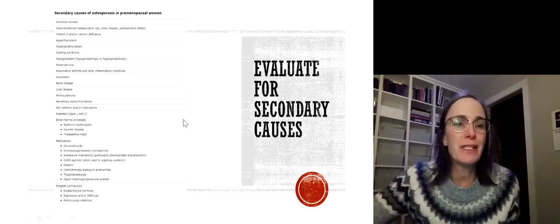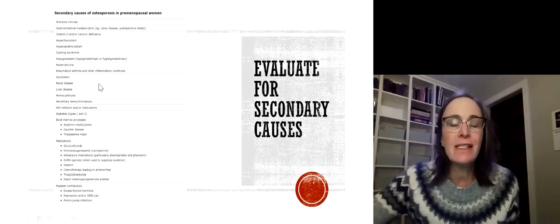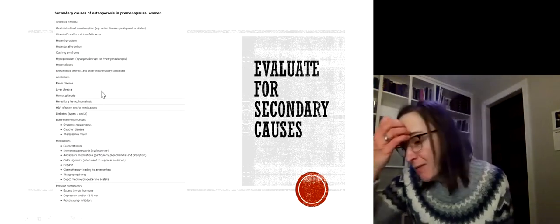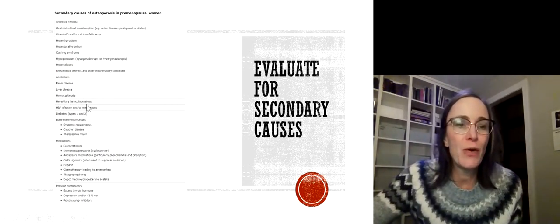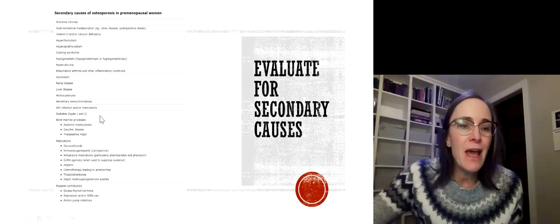Alcoholism, like we talked about, 3 drinks a day. Chronic kidney disease is very hard on the bones due to the PTH effect and phosphorus. Liver disease, I don't check for homocystinuria or hereditary hemochromatosis. HIV will cause bone loss, especially with a lot of the medications. Diabetes can. And then, in primary care, you're probably not going to be looking for these other ones. Just some things to think about.